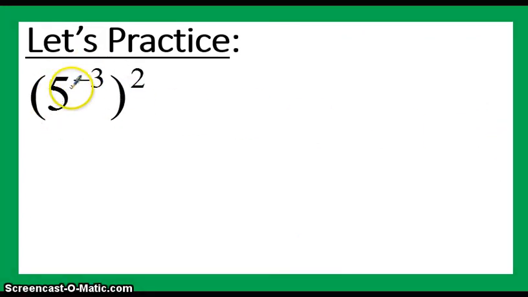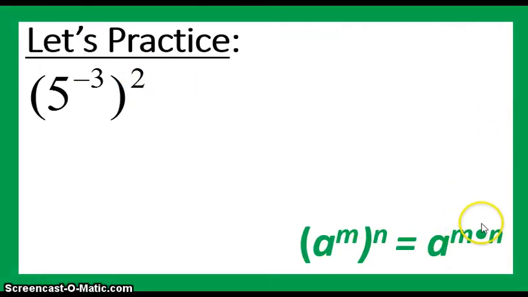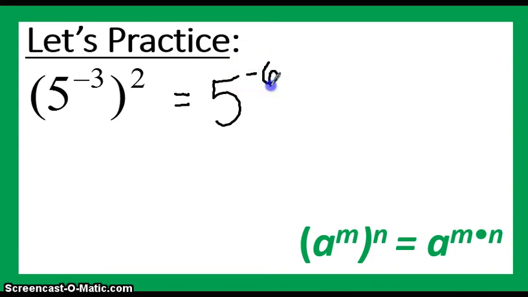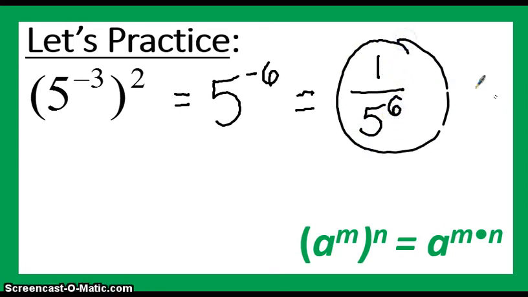Let's try 5 to the negative third power squared. Since this is a power of powers, we have our rule that says we can multiply the exponents. The base number will stay the same, so we'll have a base of 5. Negative 3 times 2 is negative 6. Now, this is a more simplified version, but it's still not simplified because we have a negative exponent in the numerator. So we'll have to move that base of 5 to the denominator with a positive power. So we'll have 1 over 5 to the 6th power.